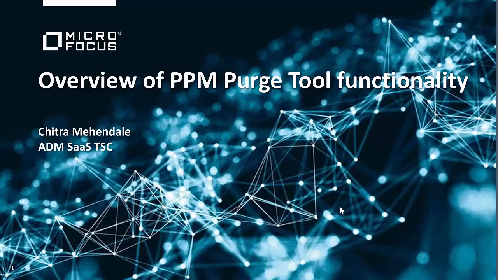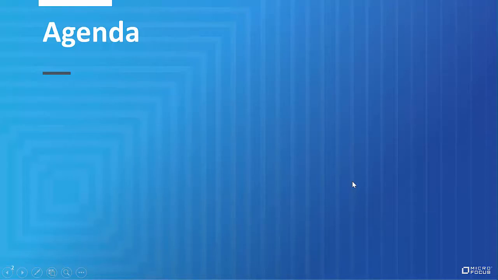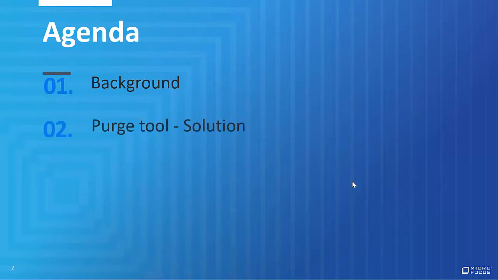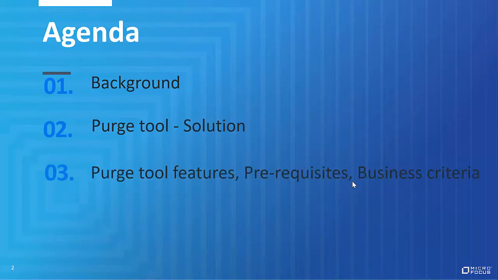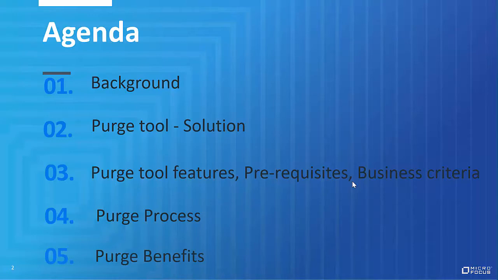I'm going to talk about an overview of the PPM Purge tool functionality today. So let's get started. Here is the agenda. I'm going to talk about why we need this purge feature and how it can be useful for many organizations. What exactly is this purge tool developed by the PPM product? Then we'll talk about tool features, its prerequisites, and how you define business criteria using this tool. I'll go over the high level process for the purging of the data. And lastly, we'll talk about the purge benefits.